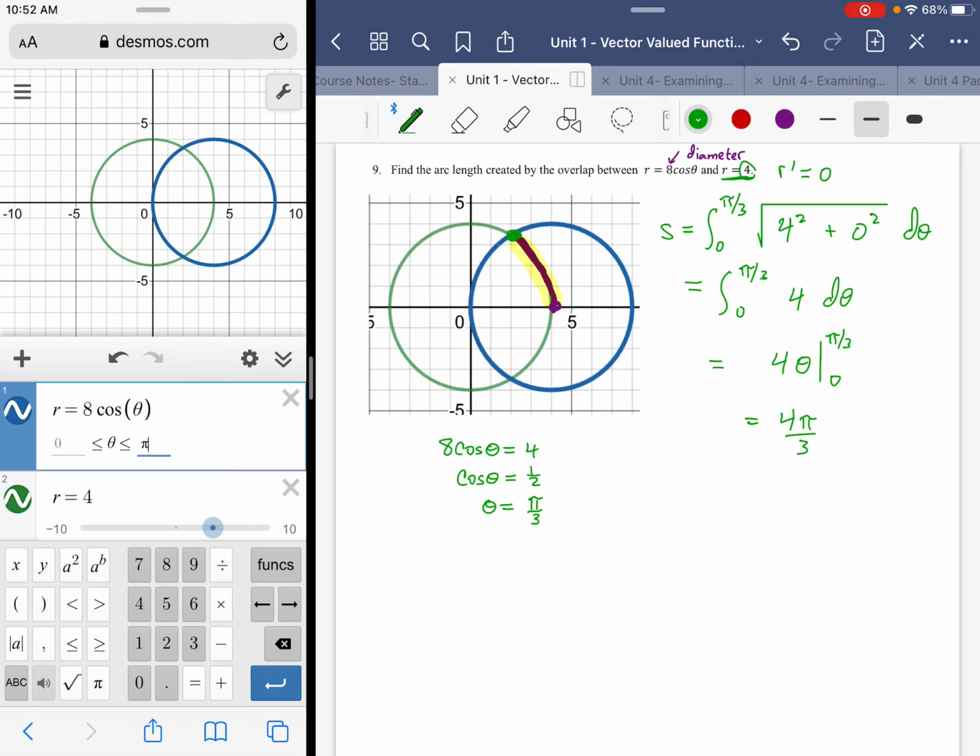That's just that one piece. If now I want to bring back the other pieces, so this one, and this one, and also this one, what I would then do is multiply that result by 4 and get 16 pi over 3.